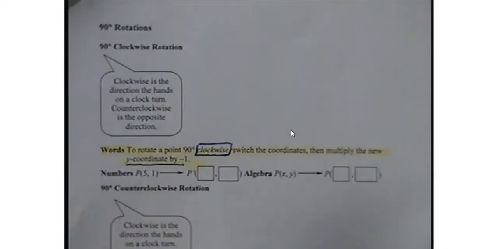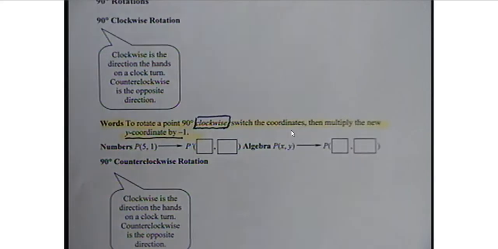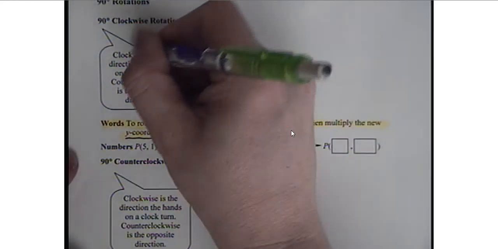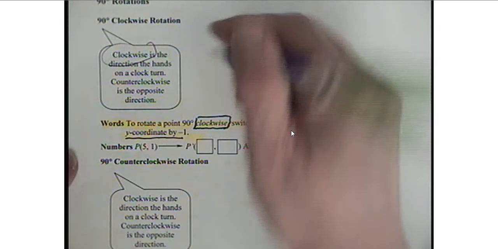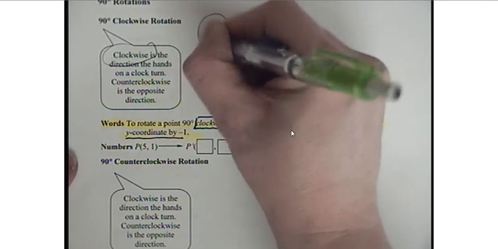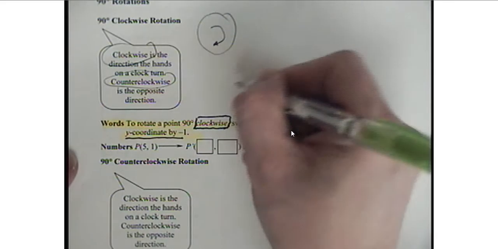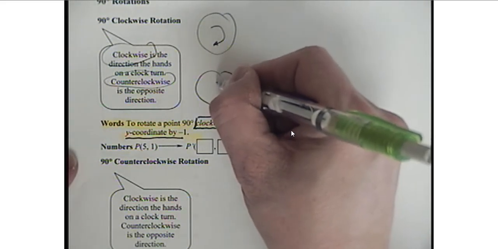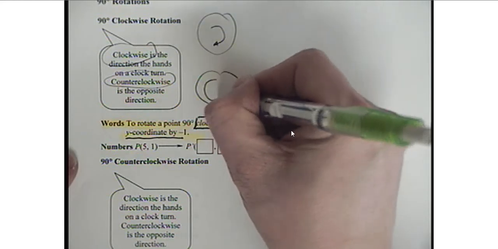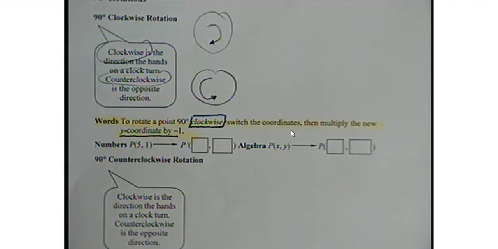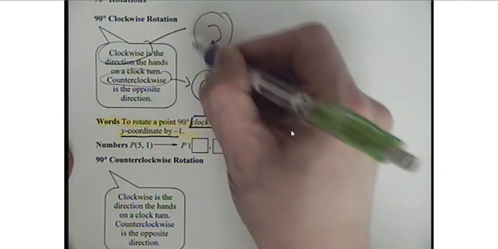Now, when we have 90 degrees clockwise rotations, clockwise is the direction the hands on a clock turn. Counterclockwise is the opposite of the direction the hands on the clock turn. So when we talk about clockwise and counterclockwise, make sure you're following the same directions. Or in other words, clockwise is when we go this direction over the clock, and counterclockwise is when we go the opposite direction, this direction. So those are the differences: clockwise, counterclockwise, first thing.